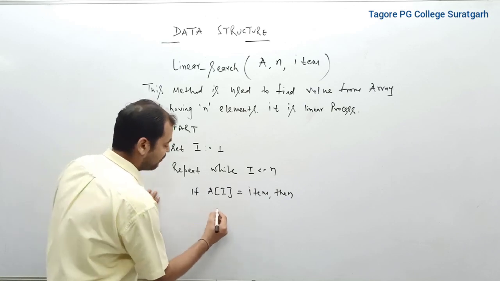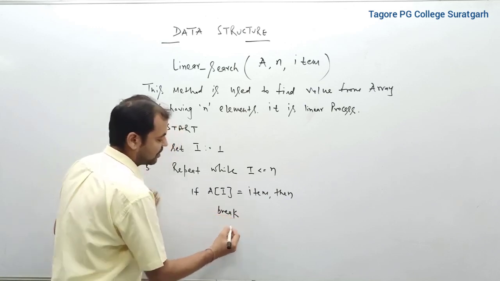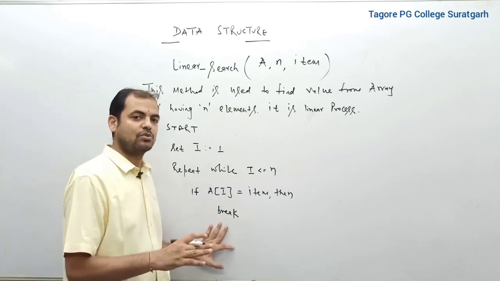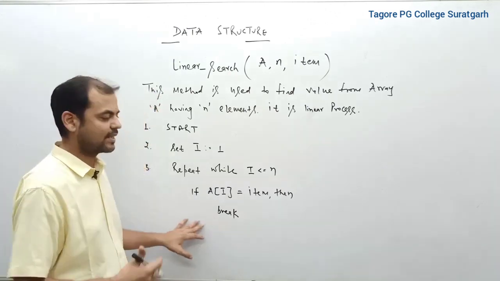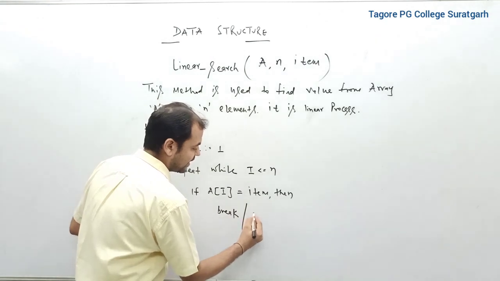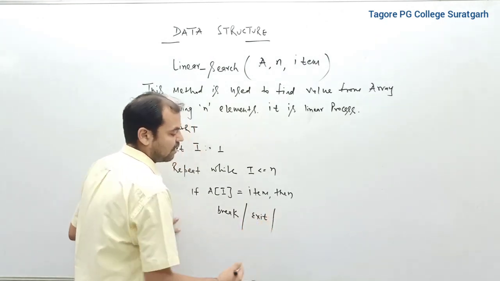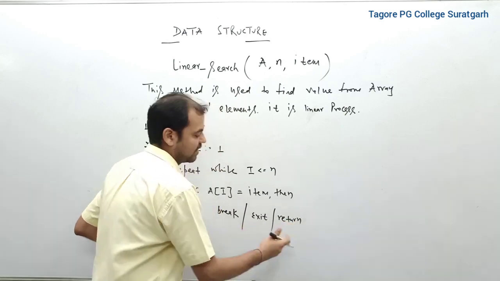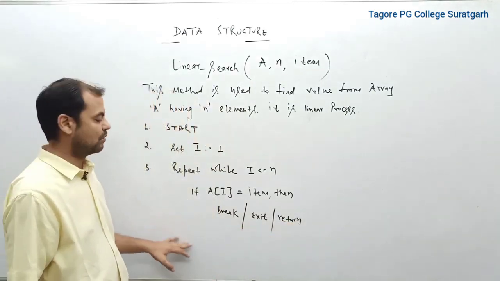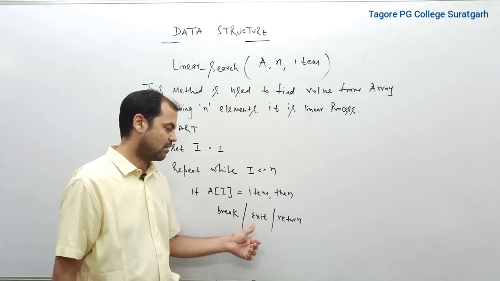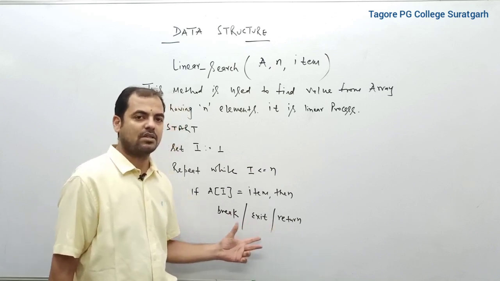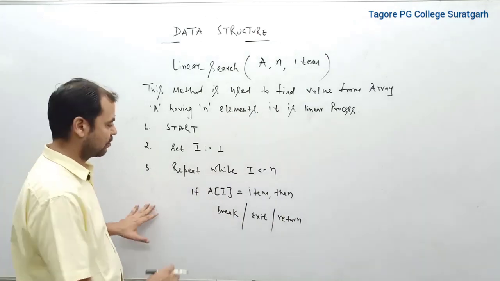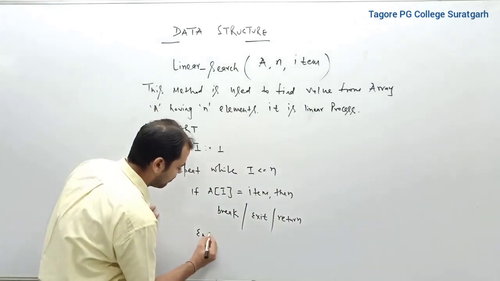For that purpose, we are going to say break, right? What is the use of break? Break is used to stop the searching process. Either you can use another word like exit, or you can say return. So any of these words you can use here. Again I repeat: break, exit or return. These three statements can be used within the loop, that is the searching process. Now what you say? End of if.